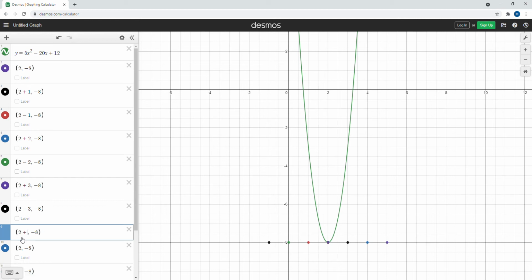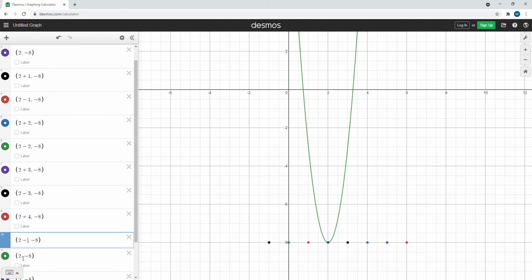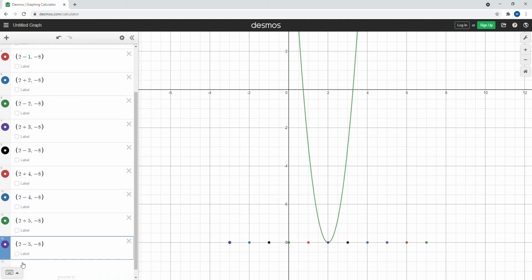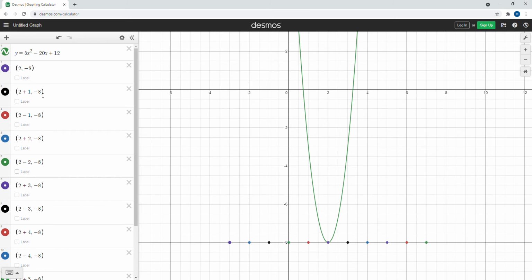That's not what I meant to do. Add 4 and subtract 4. And then we will add 5 and subtract 5. Okay, so that gives us 5 points to the left of the vertex and also 5 points to the right of the vertex. You can see them as a series of dots arranged to the left and right of the vertex on our graph.